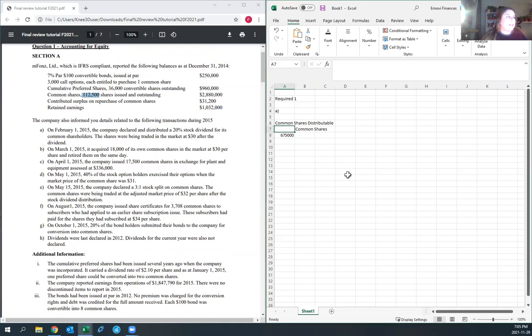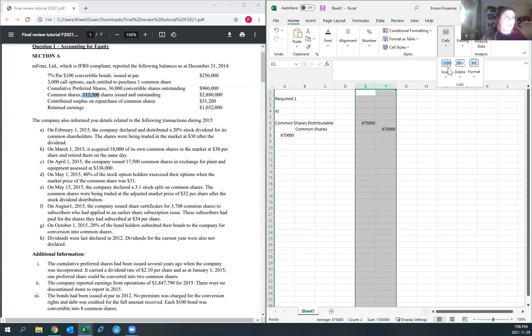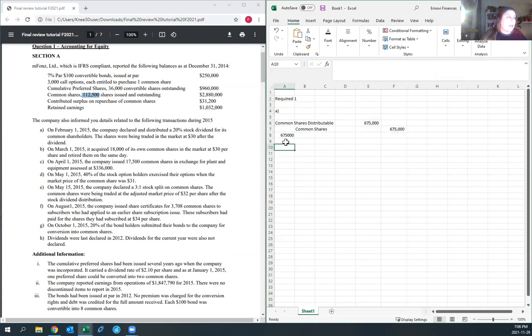So that is 675,000. And the number of shares that were issued is 112,500 times 20%. I'm just calculating this because we're going to need it in the future question, so it's going to be easier.